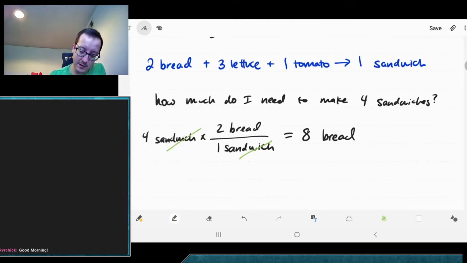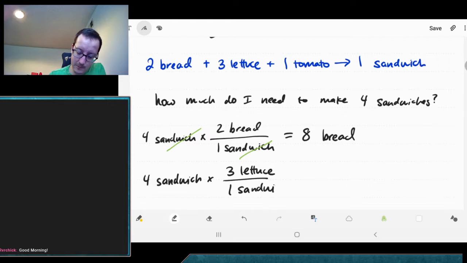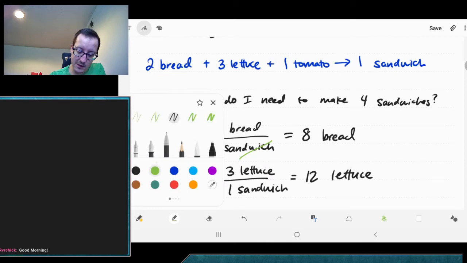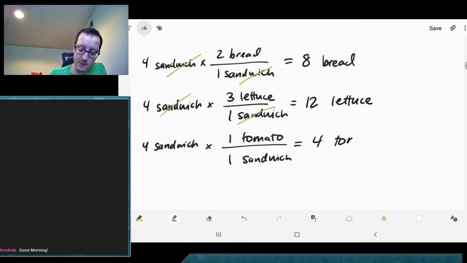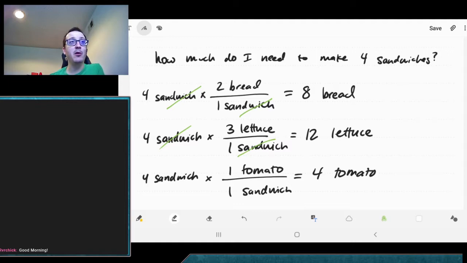If we want to do it for lettuce, we know we want 4 sandwiches. This time we know we need 3 lettuce pieces for every sandwich. And so we're going to need 12 pieces of lettuce. Again, noting that our sandwiches cancel out. And the last one, we have the tomato. There we go. And so we're going to need 4 tomato slices or whatever. This tells us exactly what we need to make the amount of product we're looking to make. And this is exactly the same process for chemistry. So we would need to put all this together to make those 4 sandwiches.